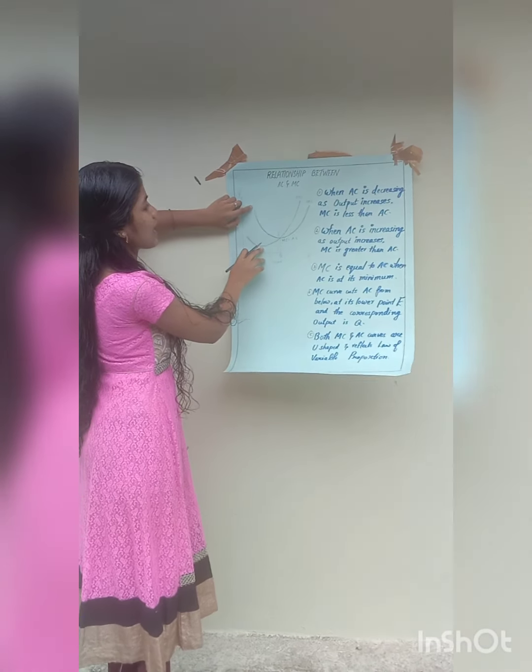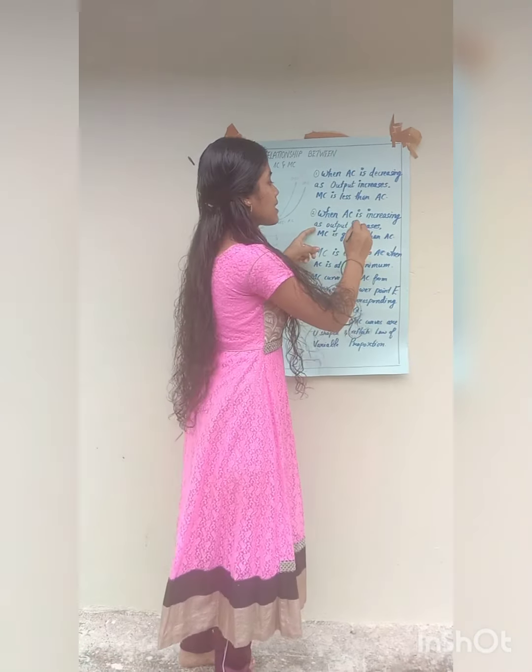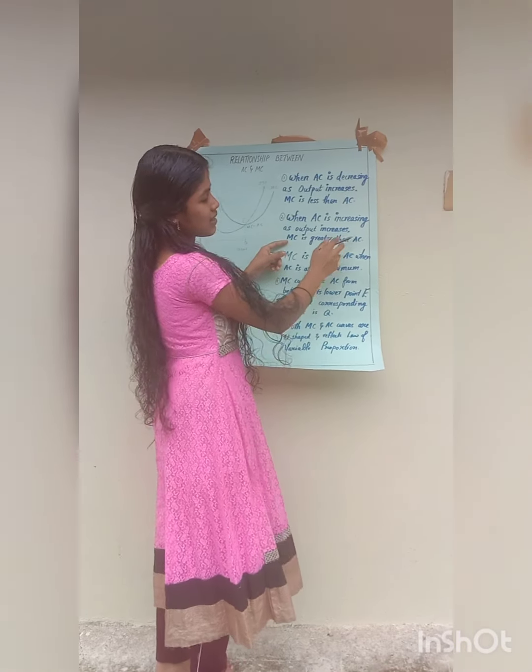It is below the AC curve as output increases. Then next condition, when AC is increasing as output increases, MC is greater than AC.